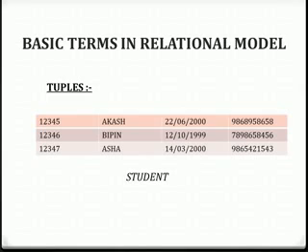Just keep in mind that the rows in a table are called tuples. Here there are 3 tuples: the details of Akash, the details of Bipin, and the details of Asha. These are the tuples of the relation student. So this is the second technical term. First was attribute, the name of the columns. Second is tuple, the rows of the relation student. Understood?